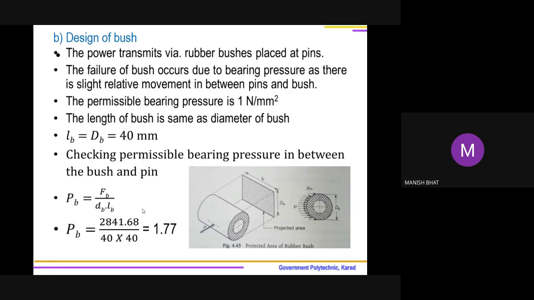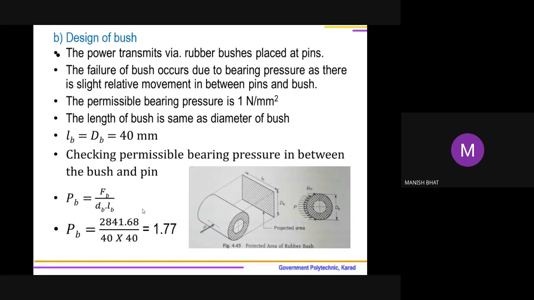What is the permissible bearing pressure? It is 1 Newton per mm square. It shows that if you select the diameter of the bush as 40 millimeter, its failure will definitely occur, as the permissible bearing pressure for that rubber material is 1 Newton per mm square. What to do now? We are supposed to choose the diameter again.